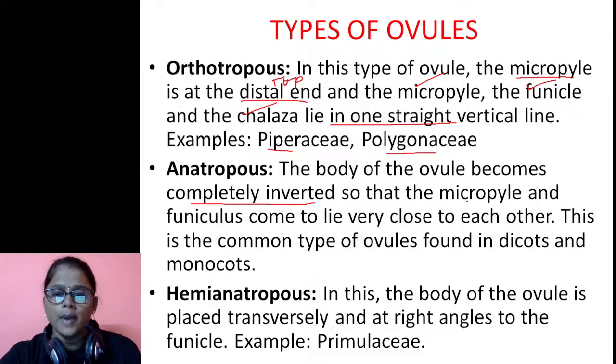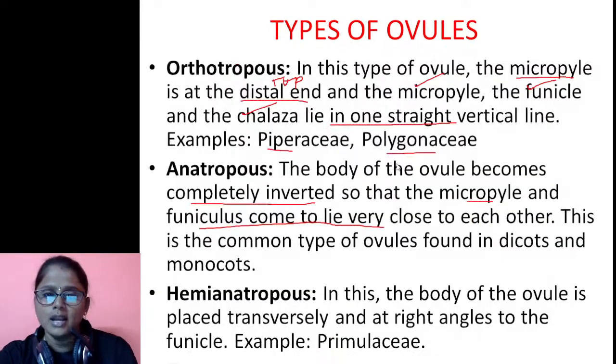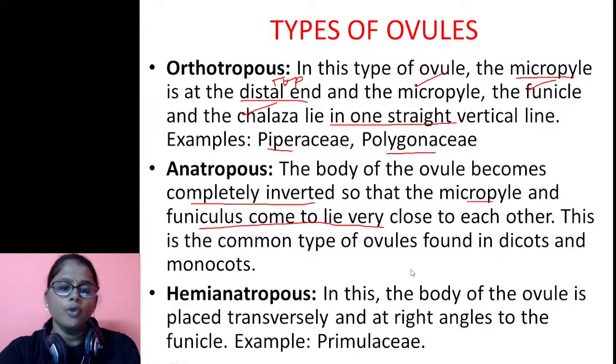So the micropyle and the funicle lie very close to each other. So you can see that in the picture. Here the funicle is present here, and you can see that the chalaza and the micropyle, everything are close together. So that's why they are called an anatropous type of ovule.